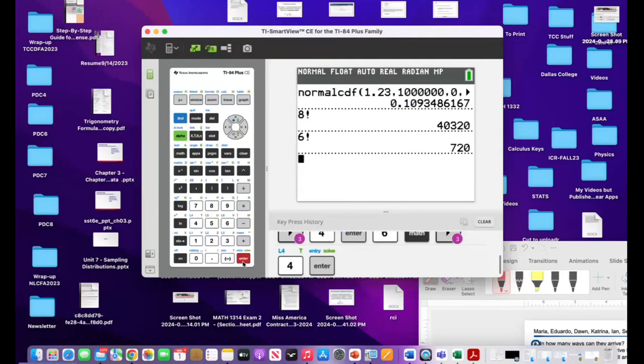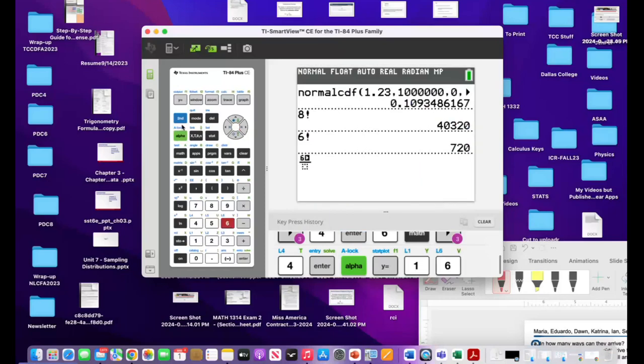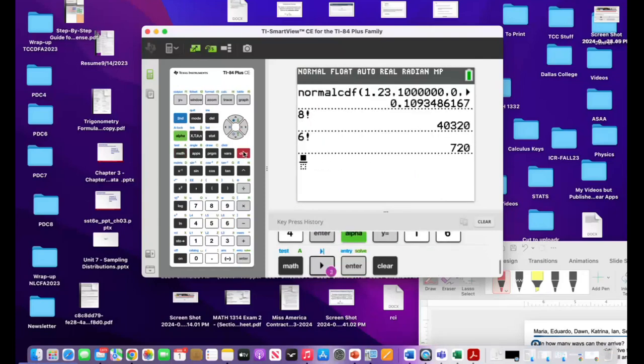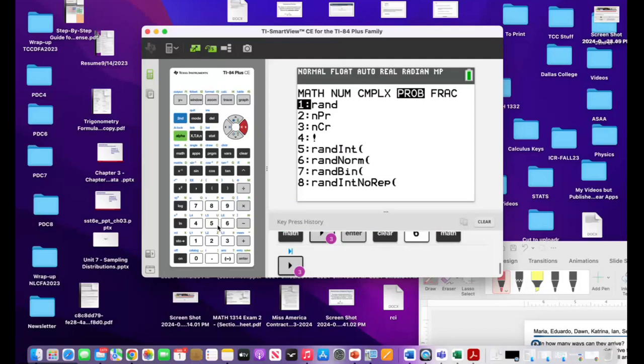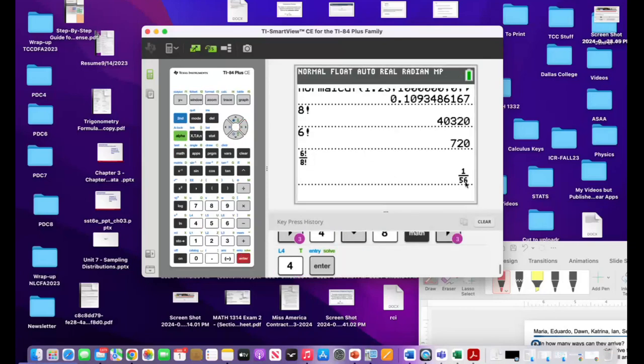Now for that last part, we need a fraction, right? So we do alpha, y equals numerator over denominator, or like this. And we're going to do 6 factorial. For the scientific, they have a button like that as well. Oh, I hit the wrong thing. 6 factorial, number 4, over 8 factorial. And that's number 4. And there's our 1 over 56.